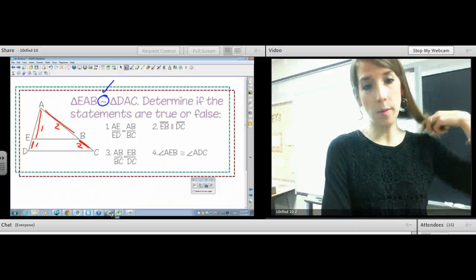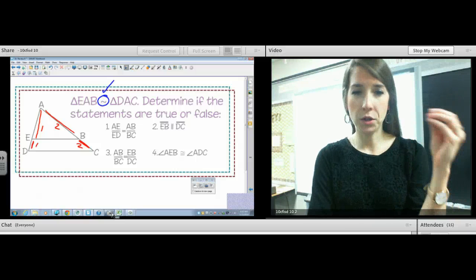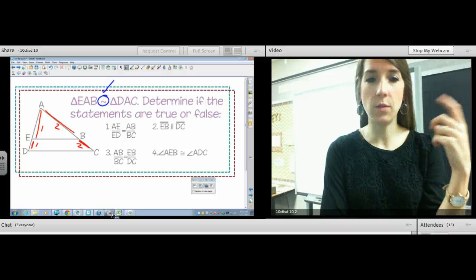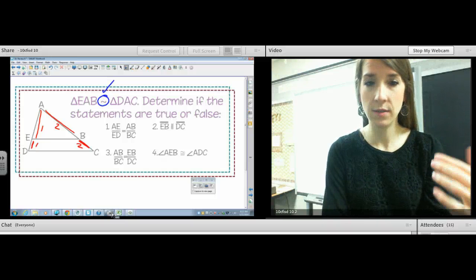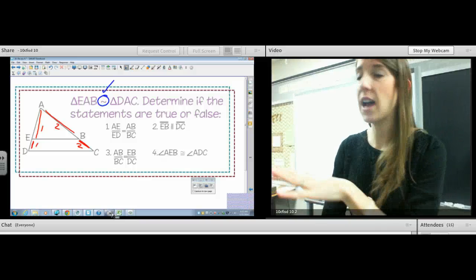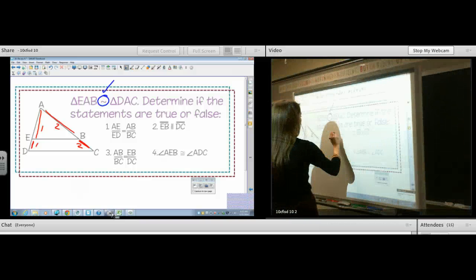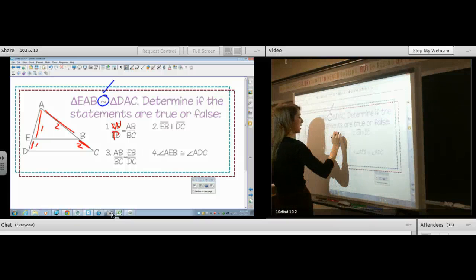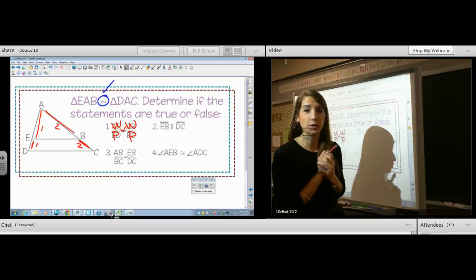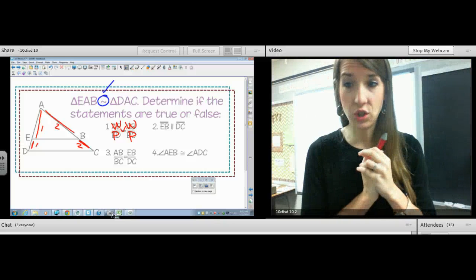Now, normally we don't put partial sides in proportions, right? We just don't do it because a lot of us don't understand when you can do it and when you can't do it. Well, number one is one of the times when you can do it because this is the whole side over the partial side equals the whole side over the partial side. So that actually does agree, and that one actually is true.